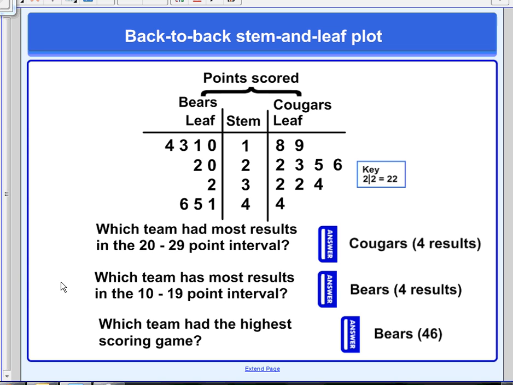All right. So that's all I have to say about stem and leaf plots. Be prepared to come in and work with them tomorrow. We're going to be doing a lot with these. And if you have any questions, let me know tomorrow.